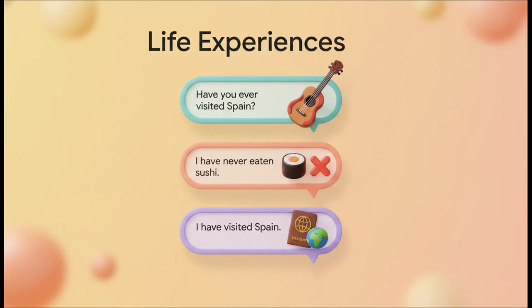If you want to ask a friend a question about a life experience, you can ask, "Have you ever visited Spain?" If you want to make a negative sentence about something you haven't experienced yet, you can say, "I have never eaten sushi." And if you just want to make a basic affirmative sentence, you simply say, "I have visited Spain." All of these sentences are talking about your whole life experience right up to today.